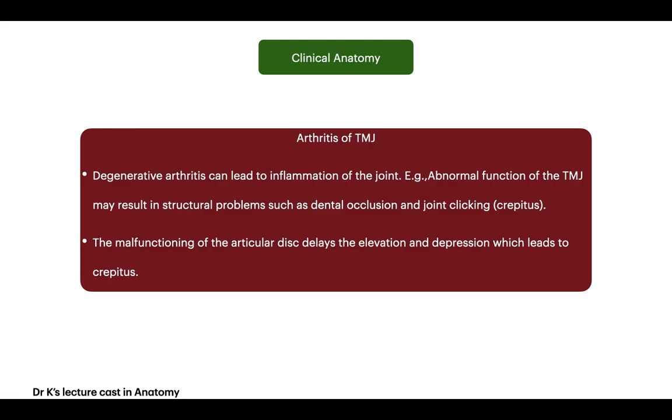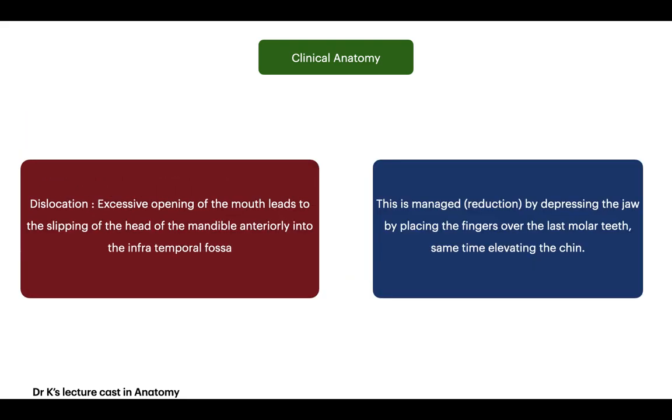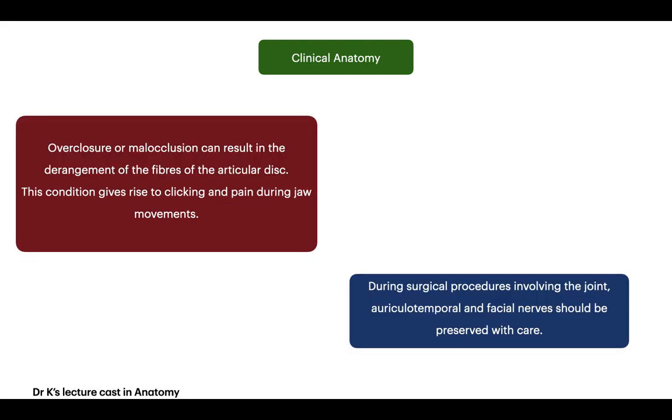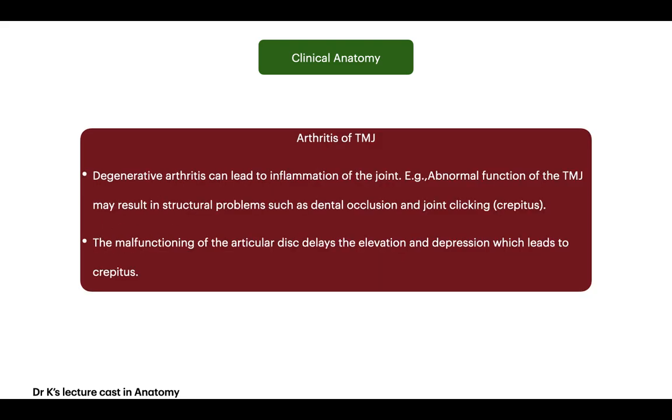Arthritis. Any term related to arthro means it relates to the joint. Itis is inflammation. So why an inflammation here? Degenerative arthritis can lead to inflammation of the joint. Example, abnormal function of the temporomandibular joint may result in structural problems. We saw earlier, related to the articular disc, derangement, malocclusion leads to arthritis.